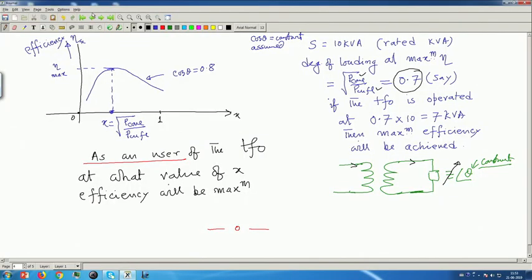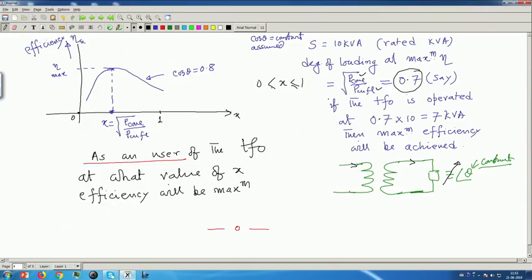Welcome to the 21st lecture on electrical machines 1, and we are discussing how to estimate the efficiency of the transformer. If you see the previous lecture, this is the end result I have got: efficiency versus degree of loading. We found that efficiency occurs at a maximum value at a certain value of x. X, as you know, is a number between 0 and 1, where 1 is the full load condition.